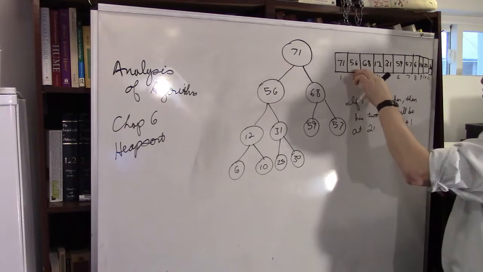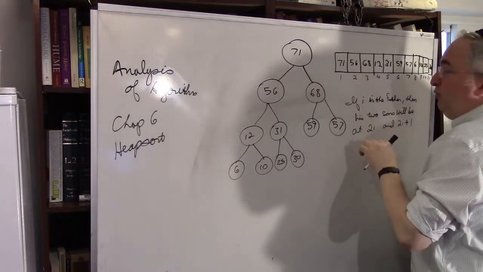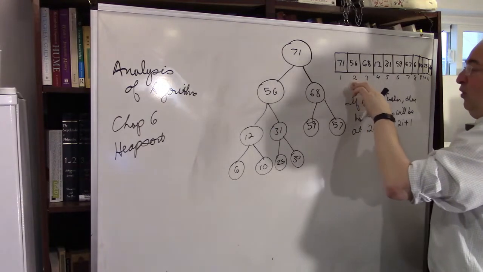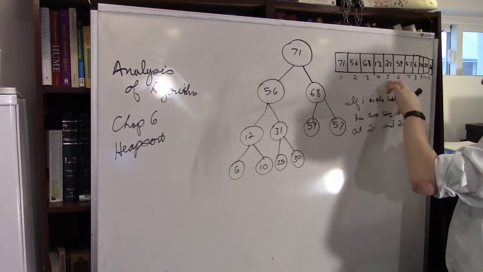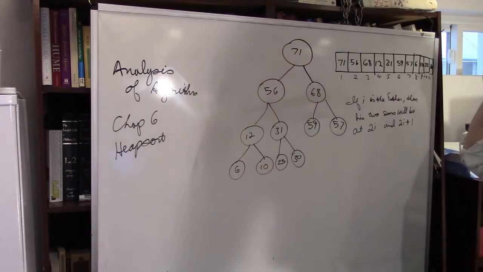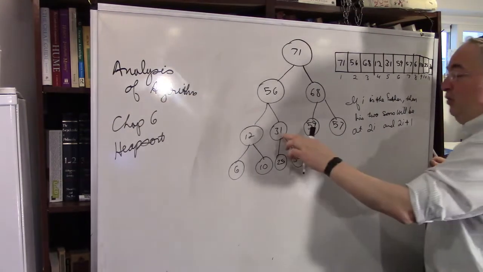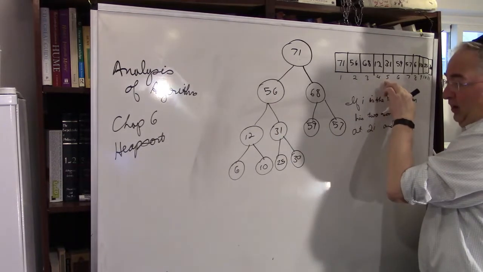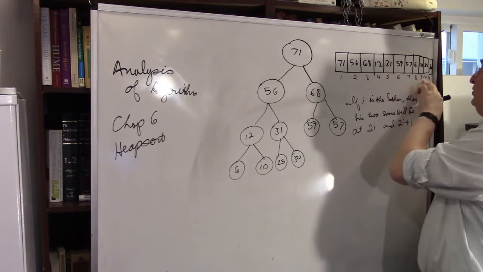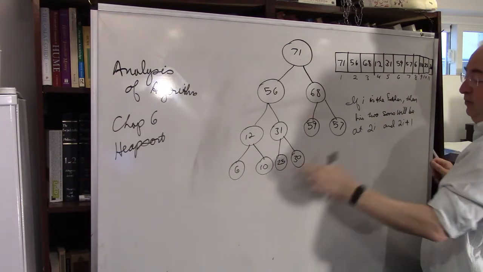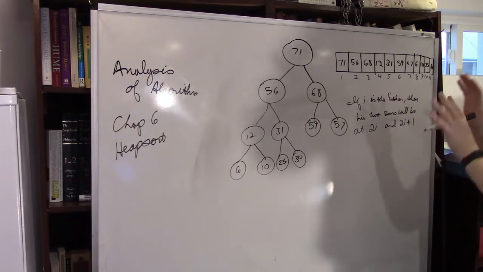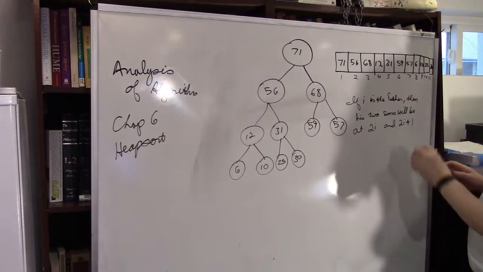56 is in position 2. His two children will be in position 2 times 2 is 4, and 2 times 2 plus 1 is 5. 12 and 31. Okay, so it works out. 31 is in position 5. His two children will be in position 10 and 11: 25 and 30. So it works out. Okay, so this is a nice way to capture it.